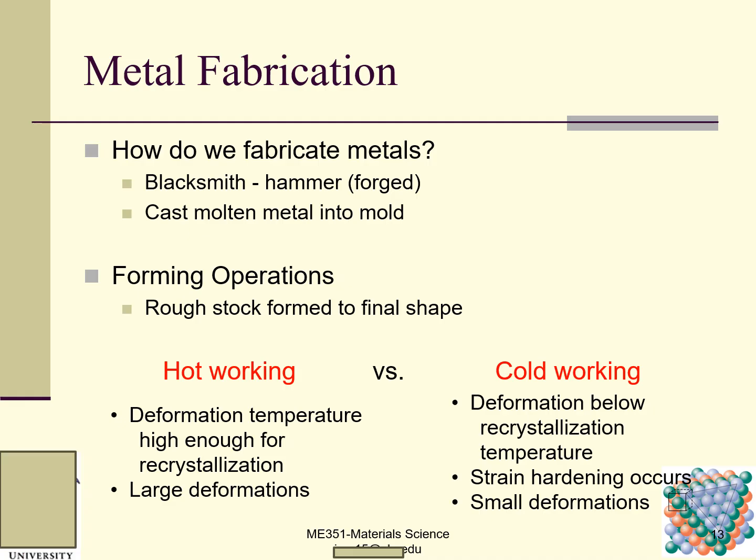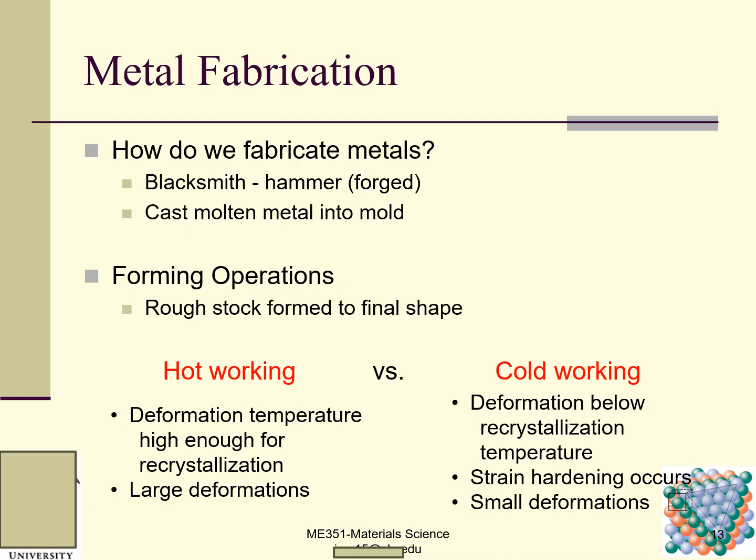Then we talk about metal fabrication. We know these metals, so how can we fabricate them? Like blacksmiths many years ago, people used hammers. This is called forging. And there is casting, where we cast the molten metal into a mold. We melt the metal alloys at elevated temperature, then pour the molten metal into a desired mold, and after many hours of cooling, we can get what we wanted.